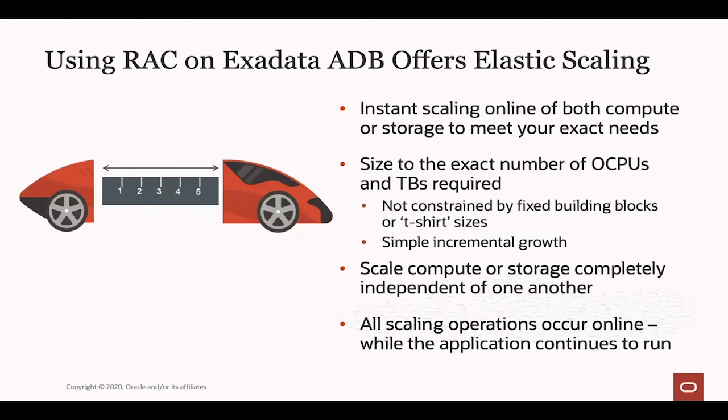So using the combination of RACK on our Exadata infrastructure, we're able to offer instant elasticity with the Autonomous Database. And you can scale either compute or the storage capabilities of your Autonomous Database independent of one another, so you're not being forced to size your system using t-shirt sizes or fixed server shapes. It is an incremental process, and you can go from one to two CPUs or from two to 128 CPUs, whatever you need for your particular workload when you need it.